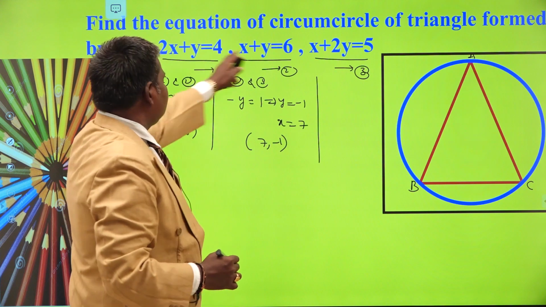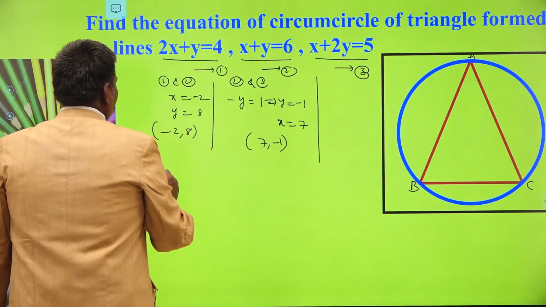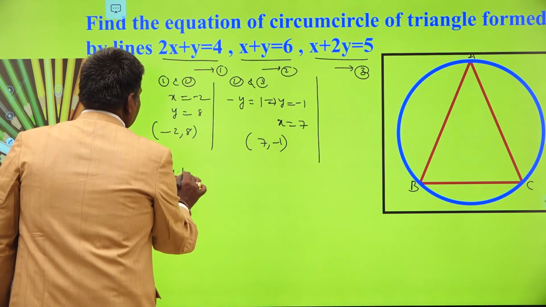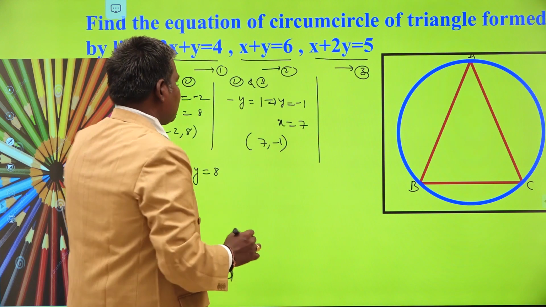Next, solving 1 and 3. Multiply the first equation by 2. What happened? 4x plus 2y is equal to 8 and x plus 2y equal to 5.